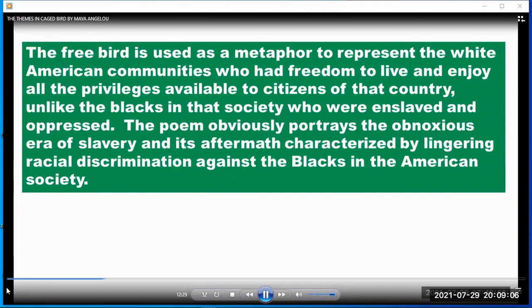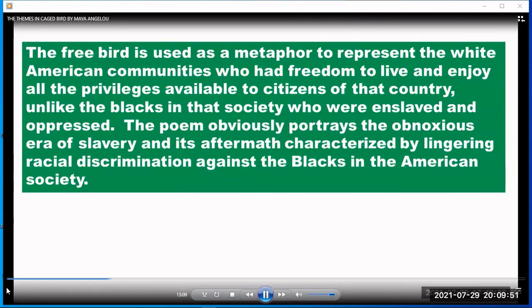Unlike the blacks in that society who were enslaved and oppressed, the poem obviously portrays the obnoxious era of slavery and its aftermath, characterized by lingering racial discrimination against the blacks in the American society. So racial discrimination is the segregation, classifying citizens according to their color and making it impossible for people of one color to enjoy the rights enjoyed by the people of the other color.